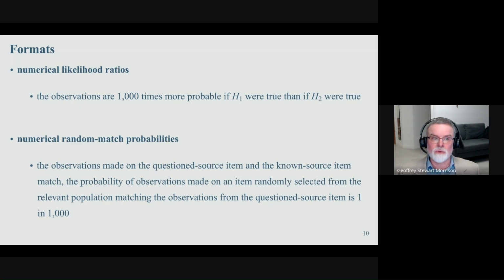Another format in which likelihood ratios have been communicated numerically is a random match probability. So for example, the observations made on the question source item and the known source item match. The probability of observations made on an item randomly selected from the relevant population matching the observations from the question source item is 1 in 1,000. So if you're working in DNA, you're probably used to this.